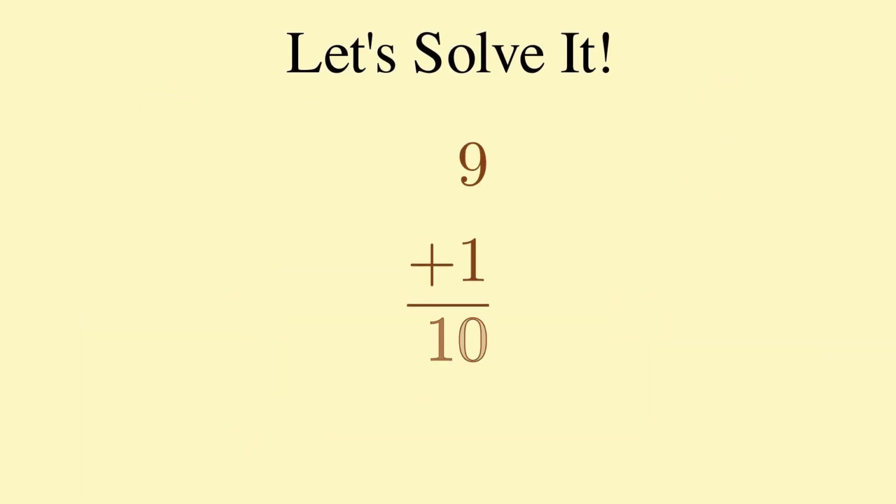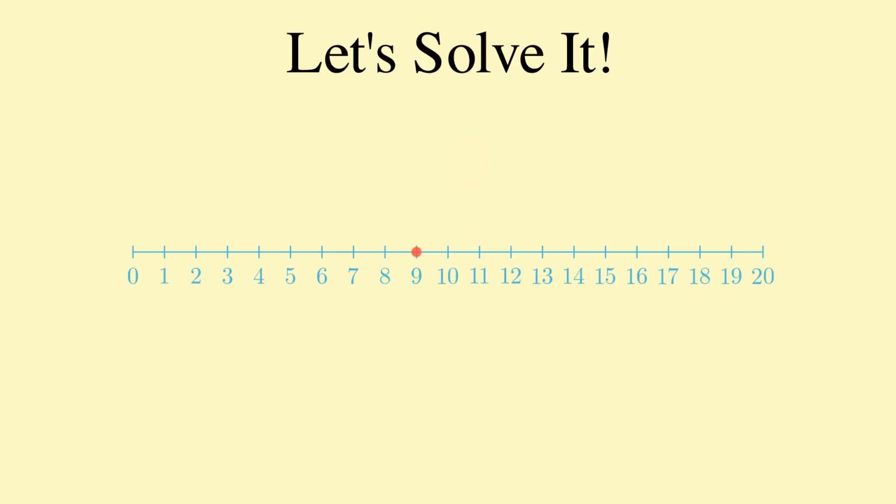When adding 9 and 1, we align them in column format. 9 plus 1 equals 10. We can also use a number line. Start at 9 and move 1 step forward. 1, we land on 10.